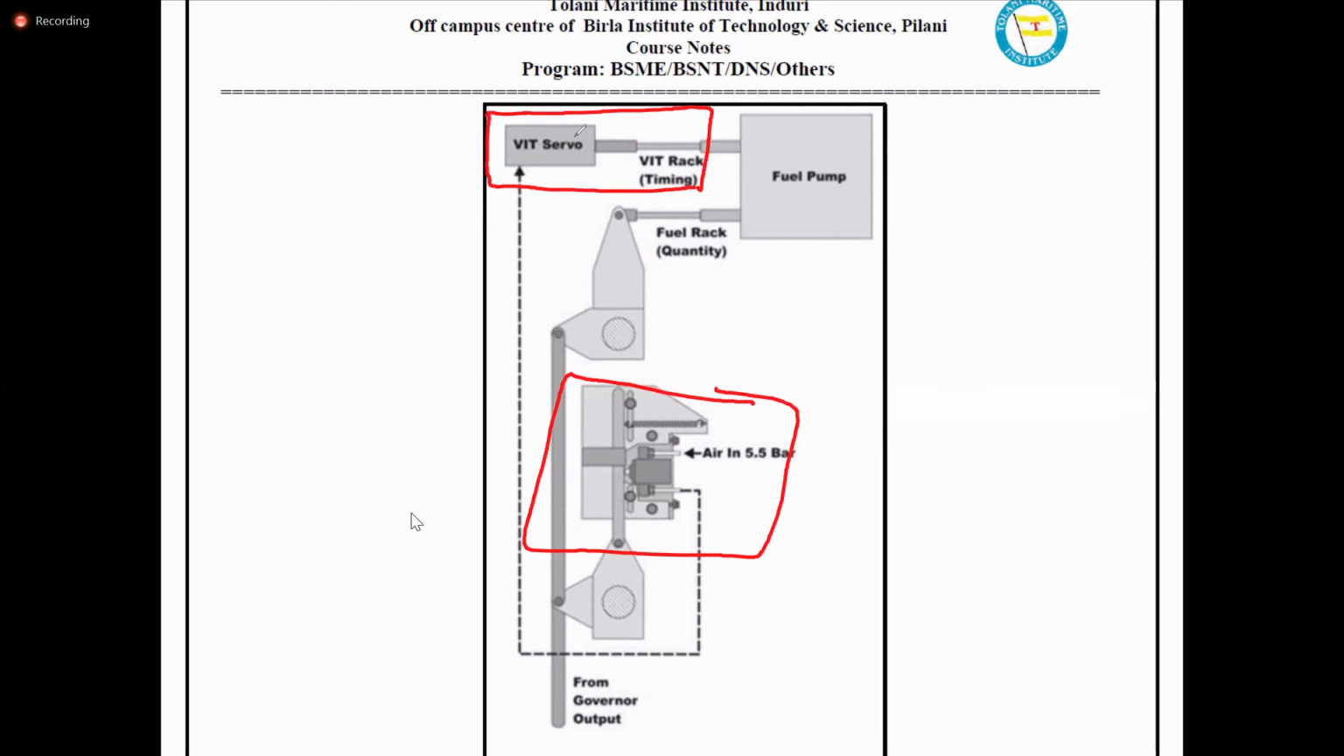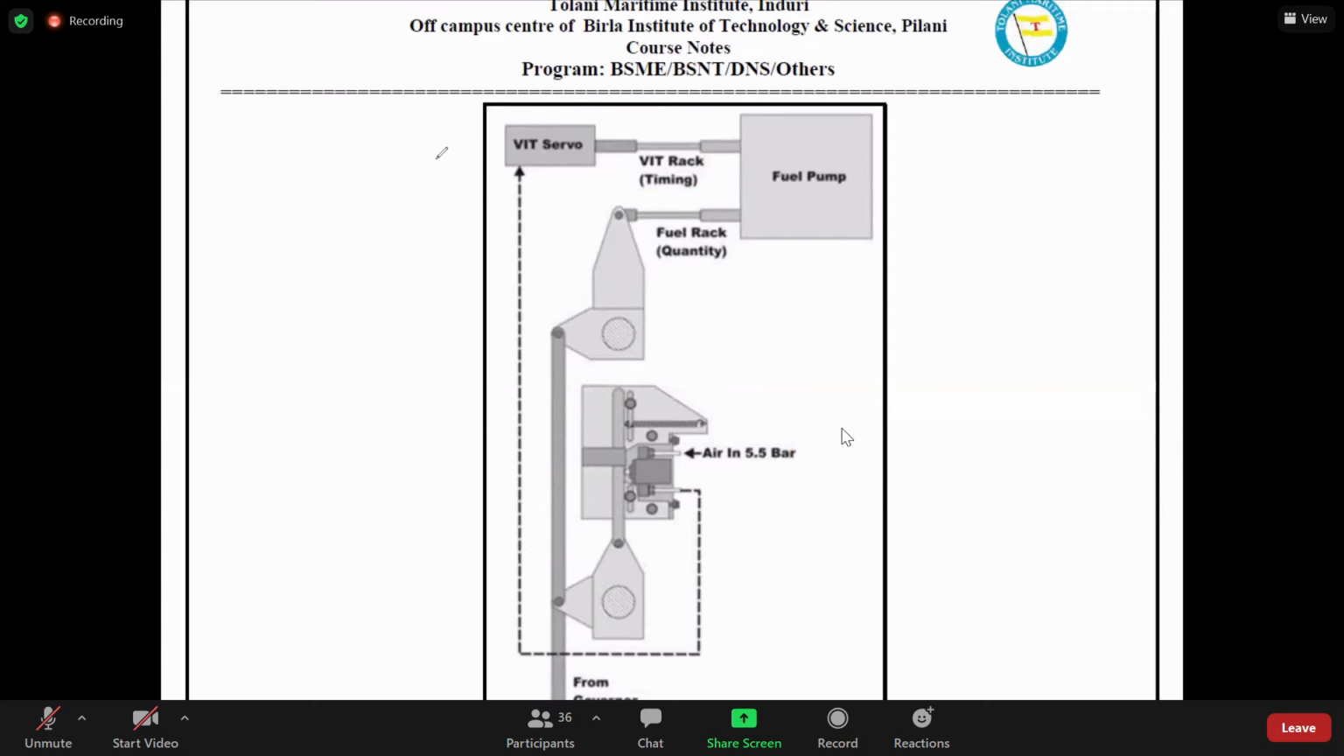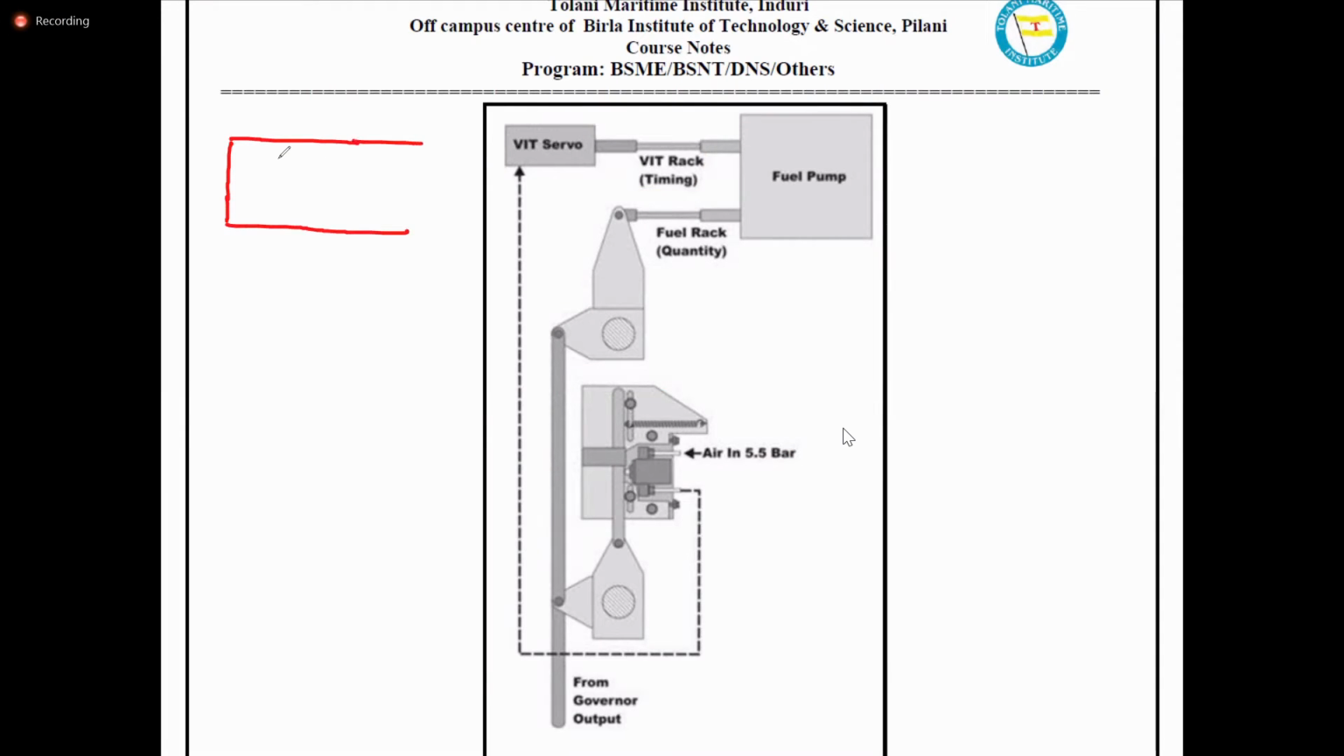Sir, can you explain once more, when you said lesser air goes out in the above part of the VIT servo and VIT rack timing, what was happening over there, sir? See, what is this VIT servo? Basically, it is a pneumatic piston. There is a cylinder, and inside it is a piston. This piston may be loaded by a spring, or it may have air pressure from both sides. And this is connected to the VIT rack.